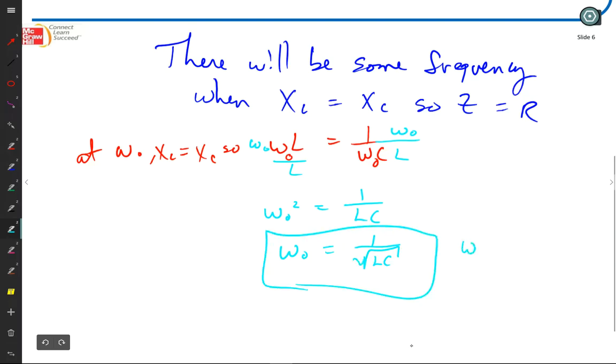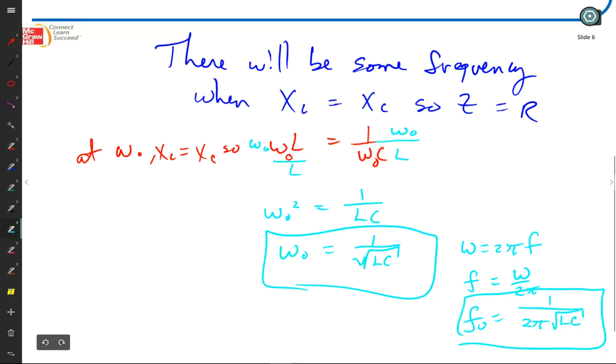Now remember, omega is equal to 2 pi f. So frequency is equal to omega over 2 pi. So resonant frequency is equal to 1 over 2 pi square root LC. So you're going to find L for your inductor using the relationship for the frequency and impedance for the inductor. Find C for the capacitor, once again, using that relationship for XC. Then you're going to calculate what the resonant frequency is, and then you're going to experimentally measure what the resonant frequency is.